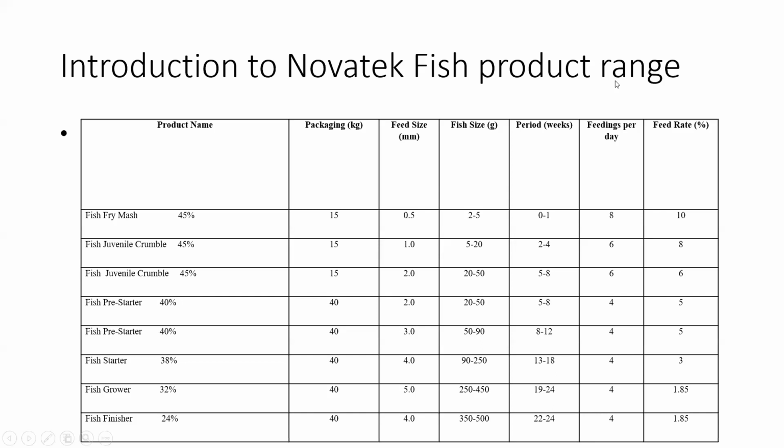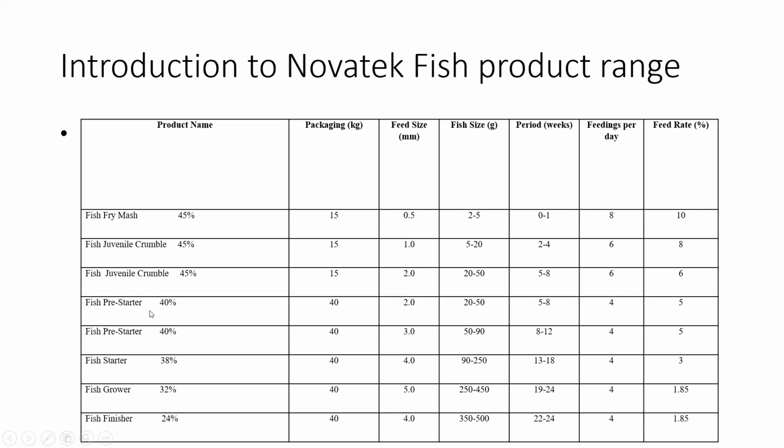And then you go to the juvenile crumble, which is 2 millimeters. You feed your fish from 20 grams up to when they are 50. If you follow the period, we are looking at 5 to 8 weeks. But as I said, let's not dwell much on the period, but maintain the average body weight, which works best for all of us.